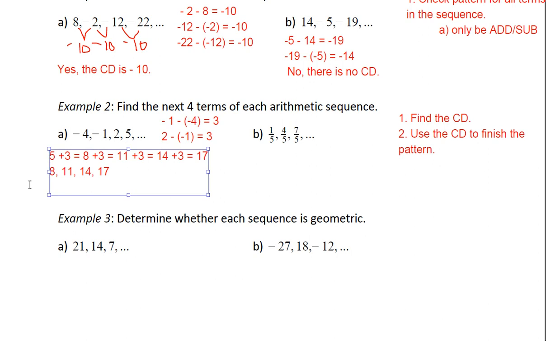Let me see if I can circle that without making this too much trouble. That's your solution there. Okay, I like that. Let's go back up here and give our answers in a circle.